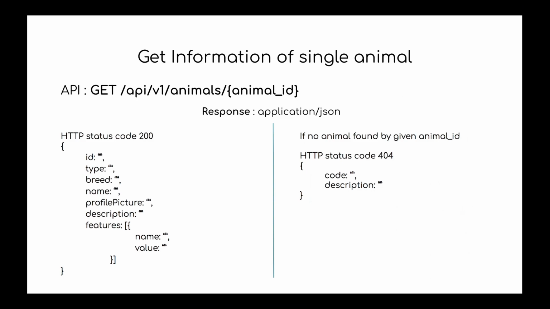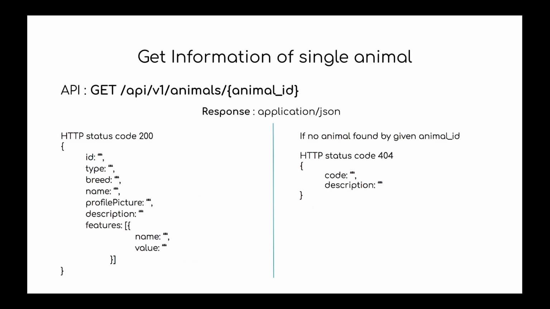If an animal with the provided ID is found in the database, then return a 200 status code along with JSON containing information of the animal. This information should contain unique ID, type, breed, name, URL of profile picture, description, and a list of features of the animal. The features field contains a list of key value pairs of animal features. For example, name can be color, value can be brown. If no animal with the given ID is present in the database, return a 404 not found HTTP status with JSON containing the code of the error and description of the error.